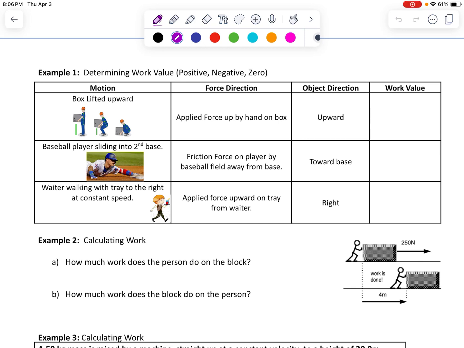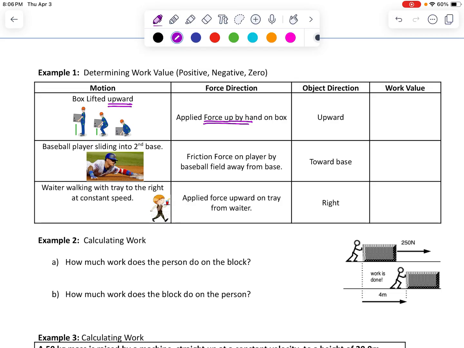Hi everyone, we're going to do a few examples regarding work and calculating work. The first example is determining work, whether it's positive, negative, or zero. Remember, this all has to do with the direction of the force and the direction of the motion and how they're related to each other. Notice here, the box is lifted upward, and the force is applied up by the hand.